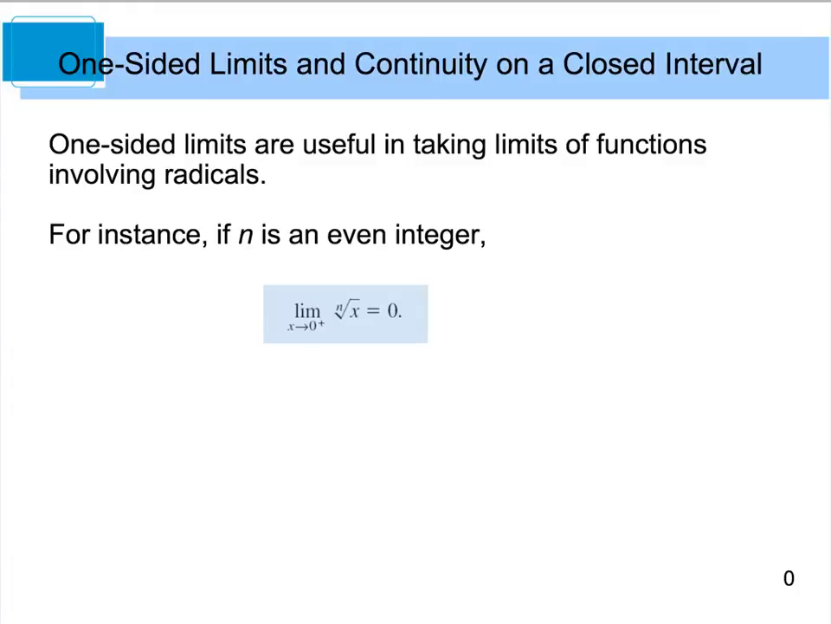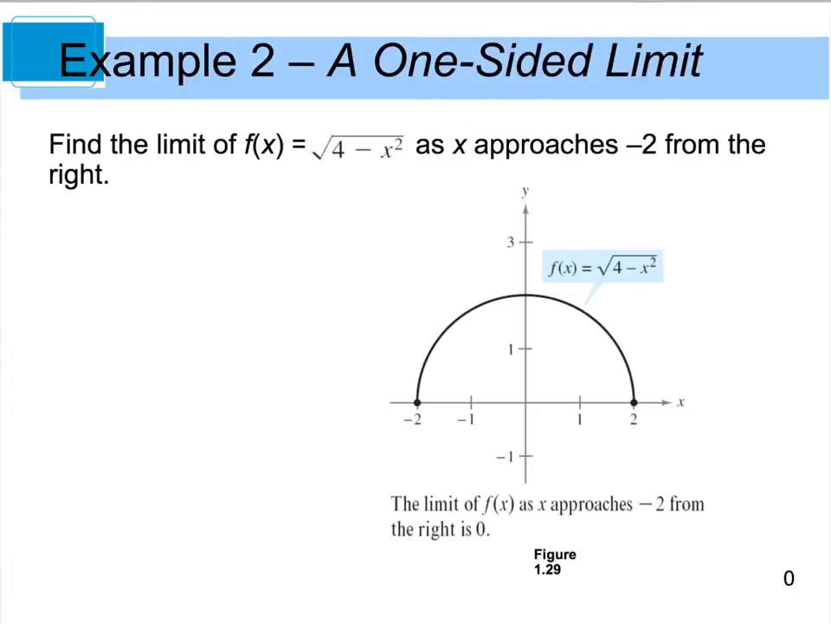Now in example 2, it says to find the limit of f of x. So we're going to find the limit of f of x as x approaches negative 2, so the square root of 4 minus x squared, as x approaches negative 2 from the right. So I'm going to put this little plus sign behind that negative 2. And then equals, so as x is approaching negative 2, here's negative 2.